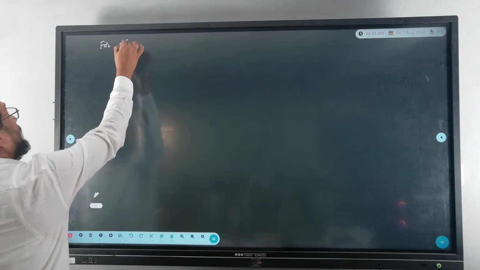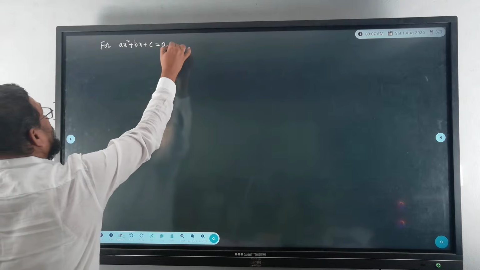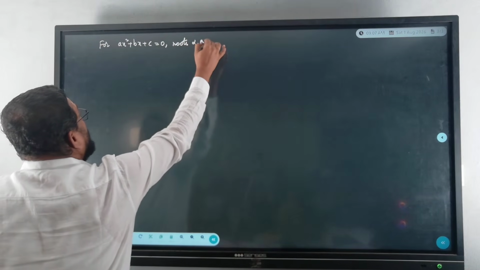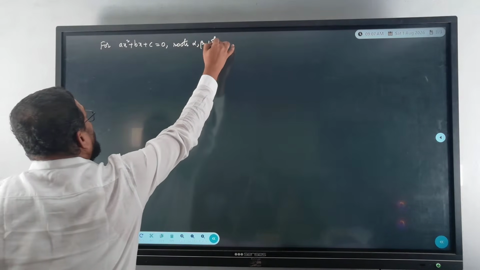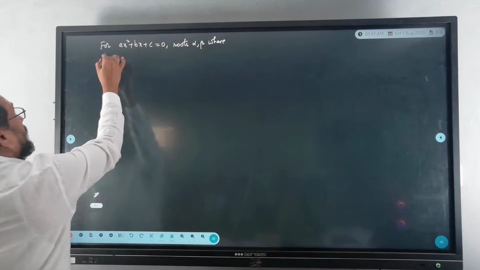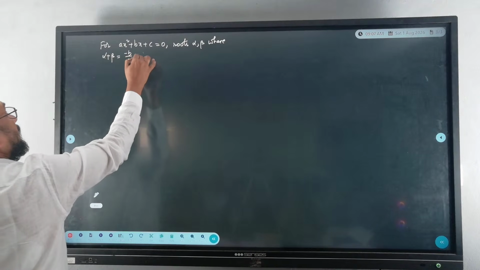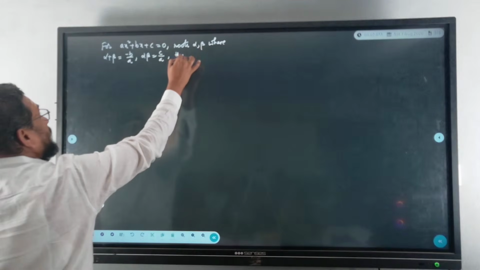ax square plus bx plus c equal to 0, roots alpha comma beta, where alpha plus beta is equal to minus b by a, alpha beta is equal to c by a.